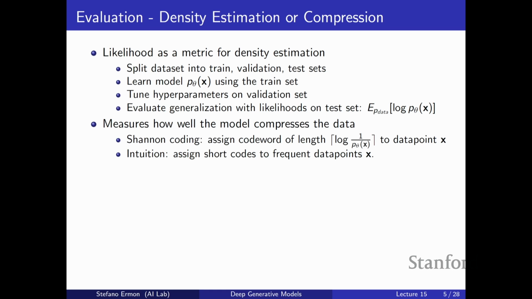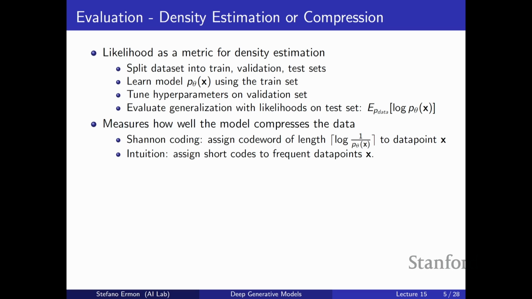And essentially, this is the same thing as compression. We've seen that maximizing likelihood is the same as minimizing KL divergence, which is the same thing as trying to compress data, essentially. So, at the end of the day, what we're saying is that if you use that as a metric, you are comparing models based on how well they compress the data.